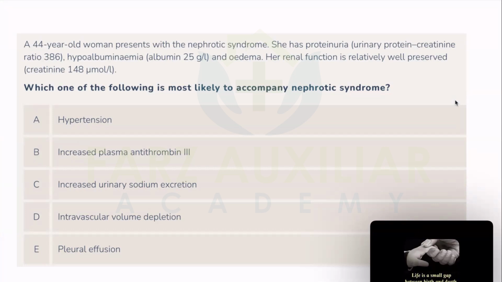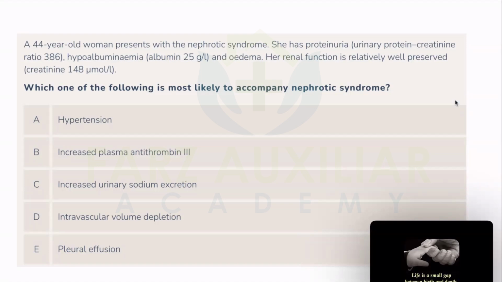Intravascular volume depletion. Why? Nephrotic syndrome is a fluid overload state, but the fluid is not inside the blood vessels. It is in the third space of the body. That is why there is ascites, and that is why there is pleural effusion in the latter stages. Intravascular volume depletion is there. It is the pathophysiologic hallmark of nephrotic syndrome.